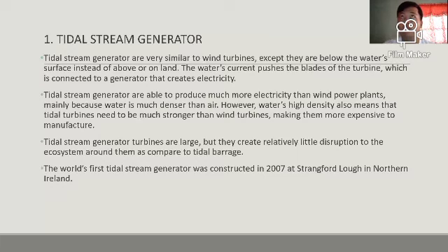Nauna, ang report po ito ay pinangunahan ni Paul Christian, na susundan ko lang po. And this is the example of tidal stream generator.